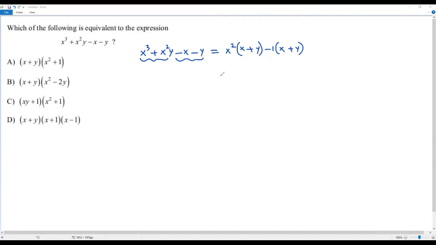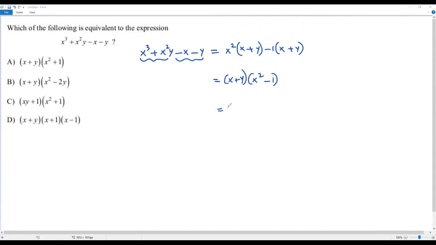Okay, now let's consider this expression. So here we have two terms. This is one term, this is another term. What is the greatest common divisor for these two terms? That's clearly x positive y, because we find x positive y in both the terms. So we can factor x positive y out. If x positive y is factored out, we are left with x square in the first term and negative 1 in the second term.